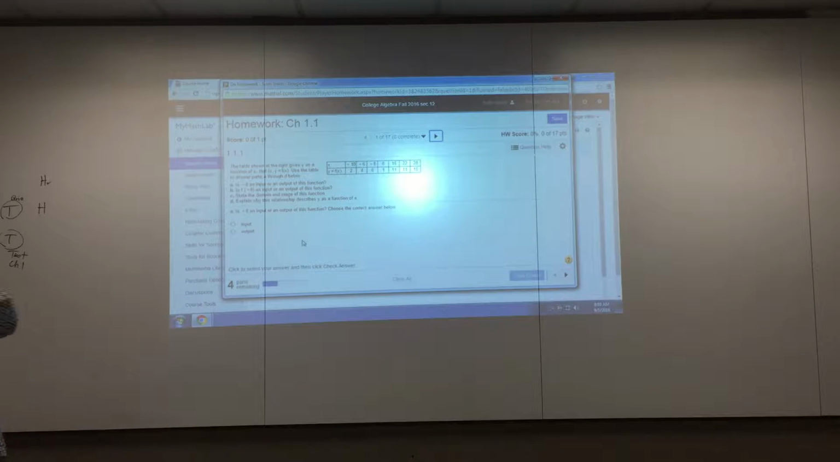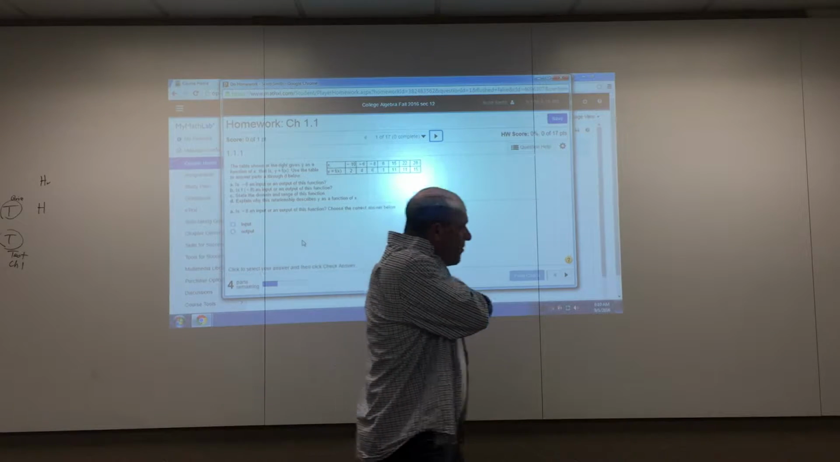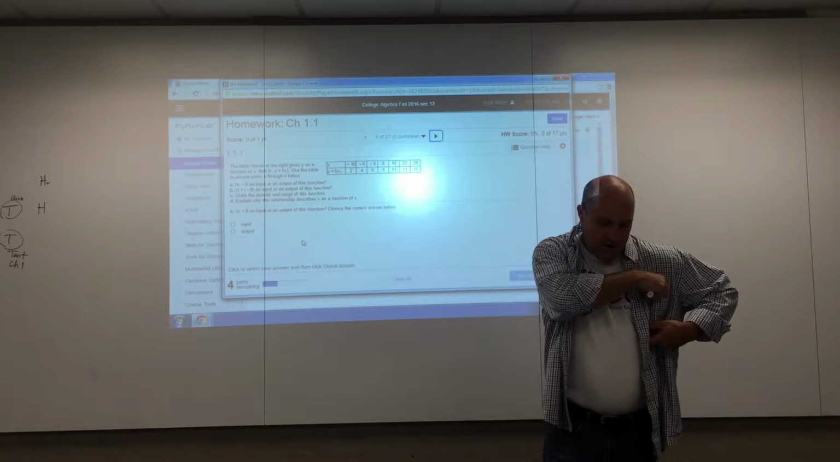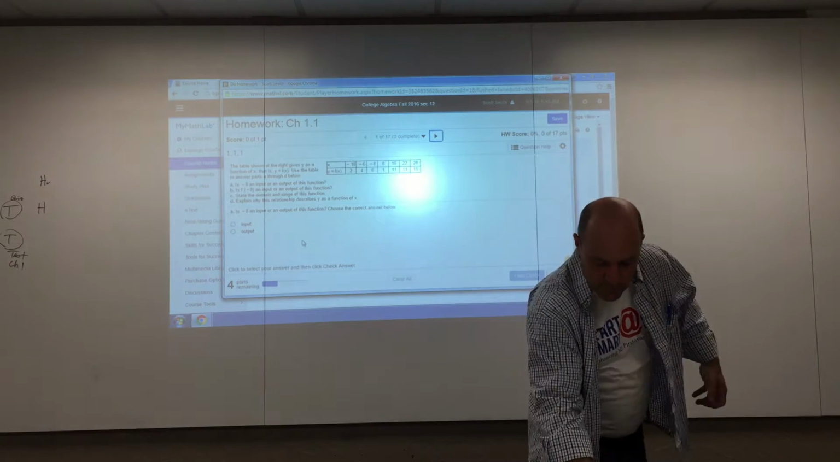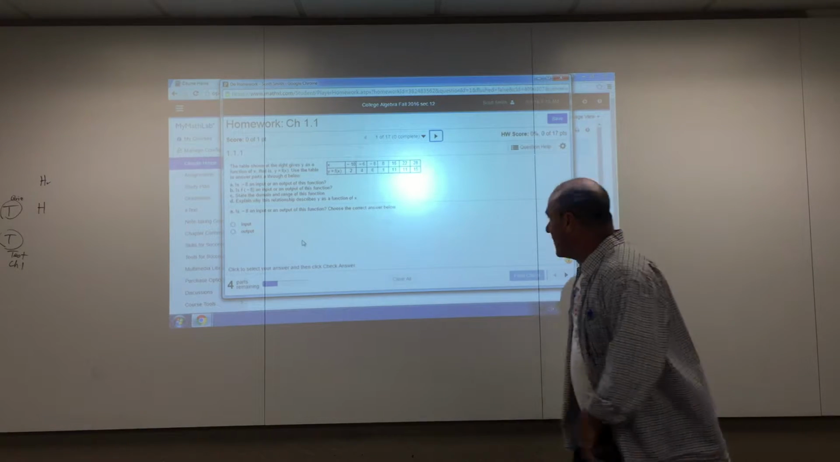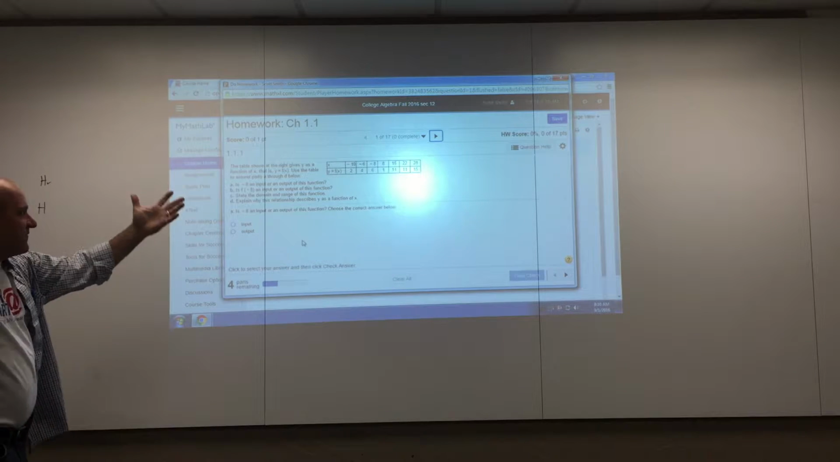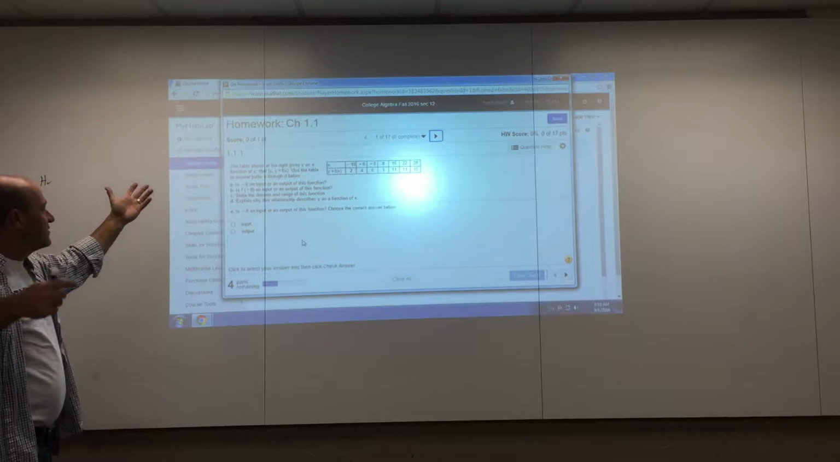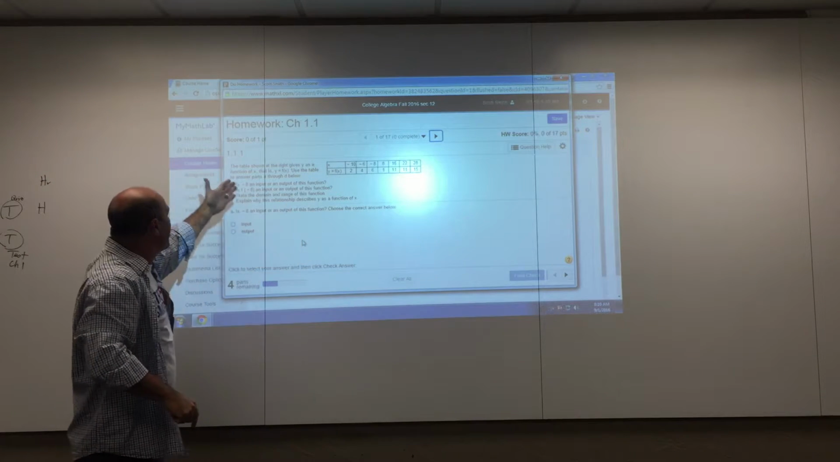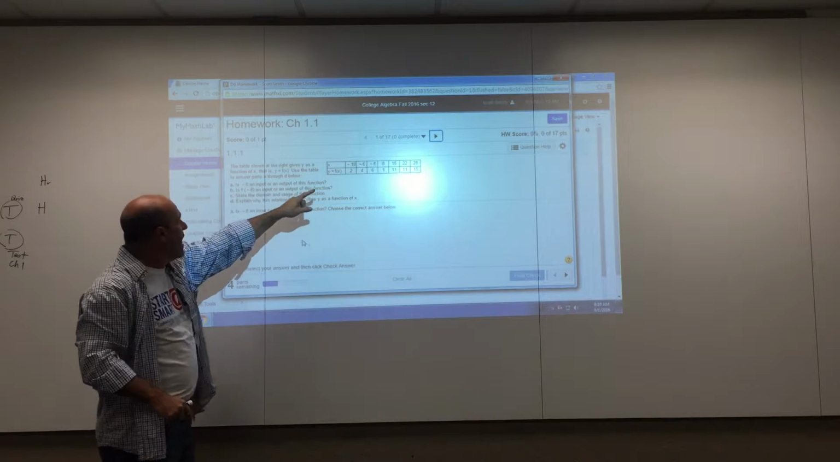Okay, so yeah, a little 1.1 MyMathLab homework. I might have to read this to you. It might be a little tough to see, but this is just the first question. It looks like I got a table of x and y values. They call y f of x.